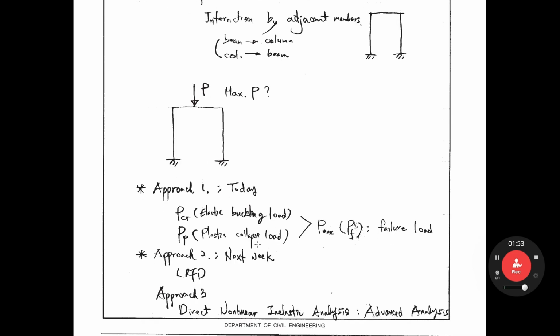There are several approaches to calculate P. Today I'll introduce approach 1. Approach 1 is we calculate PCR, the elastic buckling load, and also we calculate PP, the plastic collapse load. After calculating these two, we can capture P maximum. So basically P maximum is related to buckling and yielding. Buckling PCR, plastic collapse load PP.